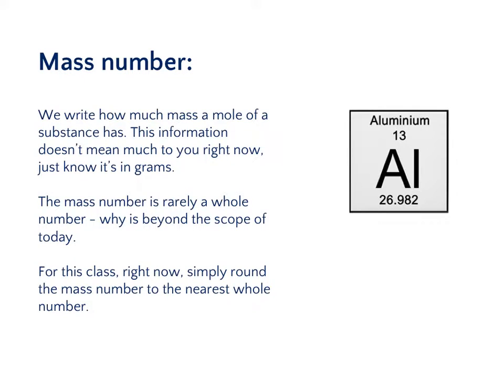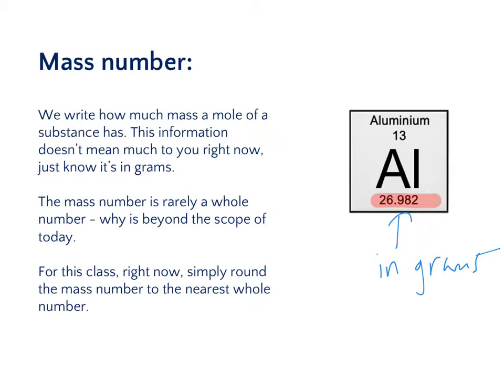I also want to talk about the mass number. The mass number is the number here at the bottom of the little square on the periodic table. We've ignored it so far, but let's not ignore it any longer. Let's actually talk about it. This is like the mass in grams of the element if I have a mole of it.